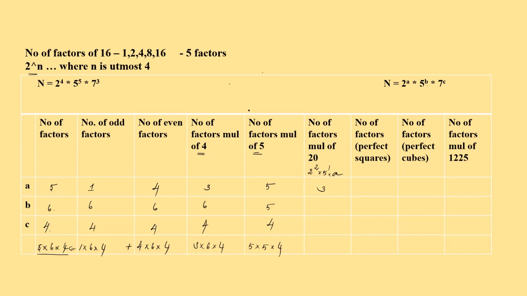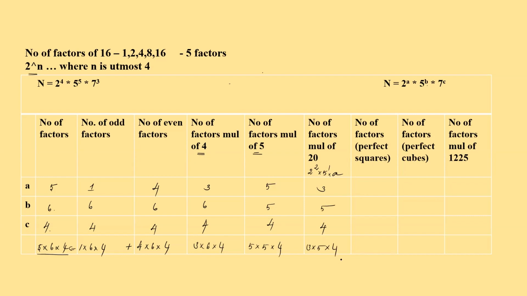So for the powers of 5, the minimum power of 5 should have been 1. So B can take values only from 1 to 5. There are 5 particular values for that. Okay. And there's no constraint on the remaining. On the powers of 7, there's no constraint. So the powers of 7 can go from 0 to 3. So a total of 4 values they can take. So the number of factors which are multiples of 20 will be 3 into 5 into 4. That's all.